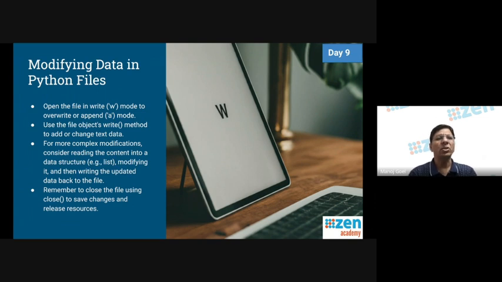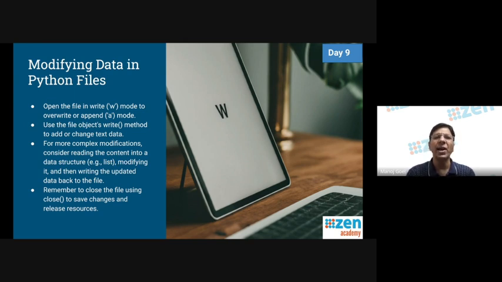Next is modifying data in Python files. So in order to modify, basically what we do, okay, for complex operations in the file, sometimes we read the data. So the data that we read, we load it into a memory variable, okay, and then in the memory variable we can do the processing and we can write the data back to the file.